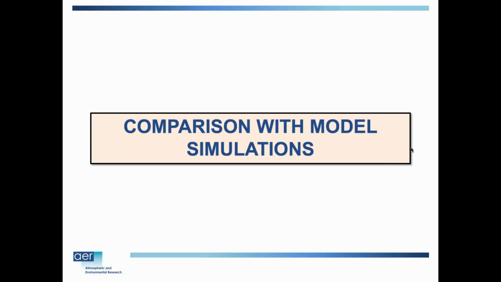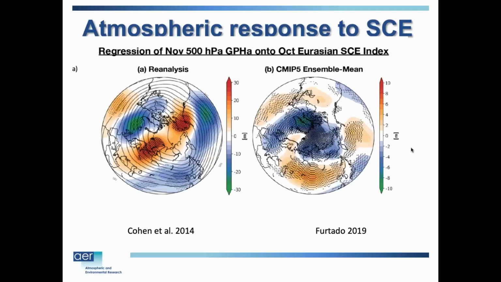This is not really the gist of my talk, but I do want to say how the models do with representing what I've explained and shown with observations. So I showed earlier the regression of October snow cover with November sea level pressure. This is from a paper by my colleague, who used to work at NCAR but is now at the University of Oklahoma, Jason Furtado. It's not our paper, no mistake there. Here it's regressed with November 500 millibar heights.